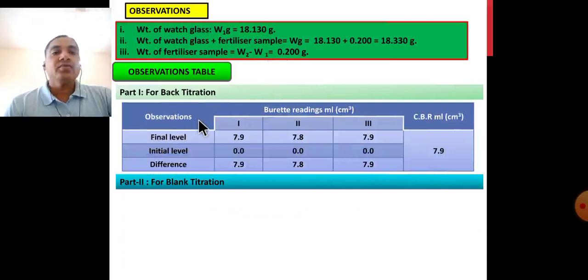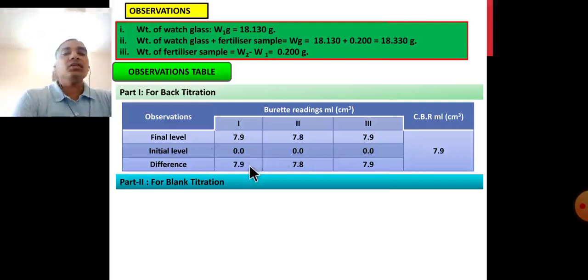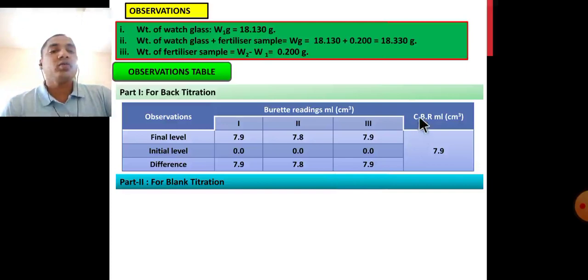Back titration observation, burette reading. Final reading, initial reading and difference. First reading is 7.9, second reading is 7.8 and third reading is 7.9. Initial reading is 0, and the difference between final and initial is 7.9, 7.8 and 7.9, and the constant burette reading is 7.9.